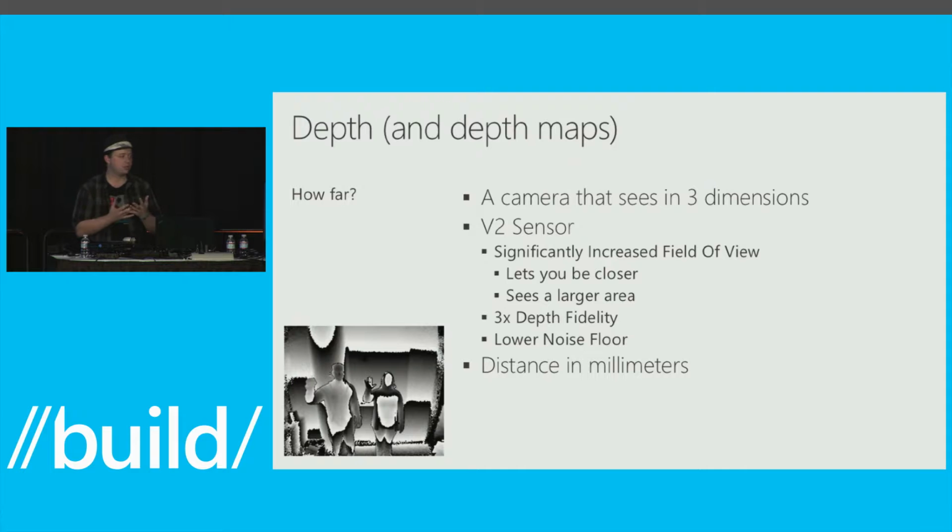It's a camera that sees in 3 dimensions. The V2 sensor has significantly increased field of view. We can see more space and see a larger area. We also get more depth fidelity. Normally, there's this trade-off. As you increase field of view, you actually are getting less data per pixel because it's covering a larger arc length. In this case, the underlying improvement in the technology that we're using to actually capture depth so outweighs that you get the best of both worlds. You get a larger area, but you also get significantly improved fidelity. And as mentioned, you get the lowest noise floor.